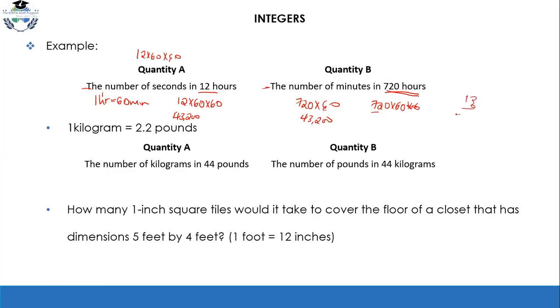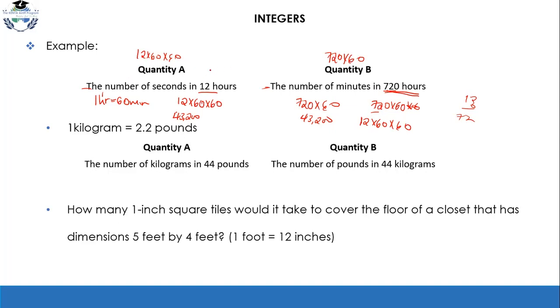12 times 6 is what? 72, right? So this will be 12 times 60 times 60. Then this is 12 times 60 times 60. That's the shortcut. You don't have to get your calculator out to do 720 times 60. You don't have that time of typing it in the GRE. So this is 720 times 60, and this is 12 times 60 times 60.